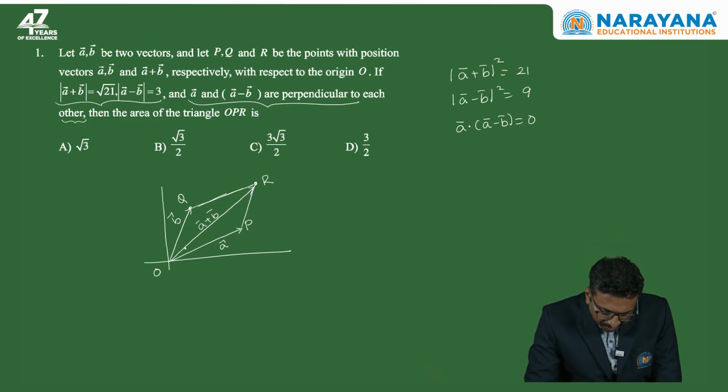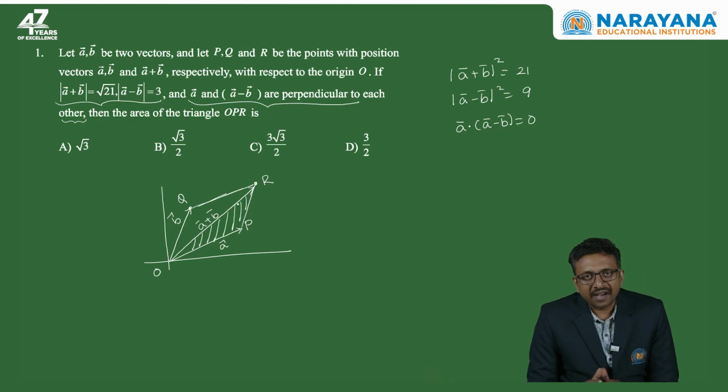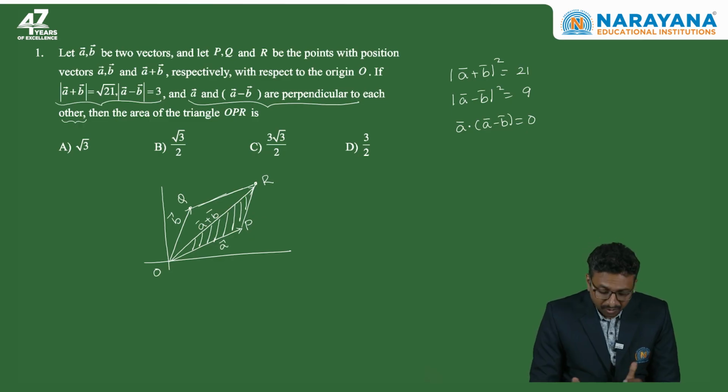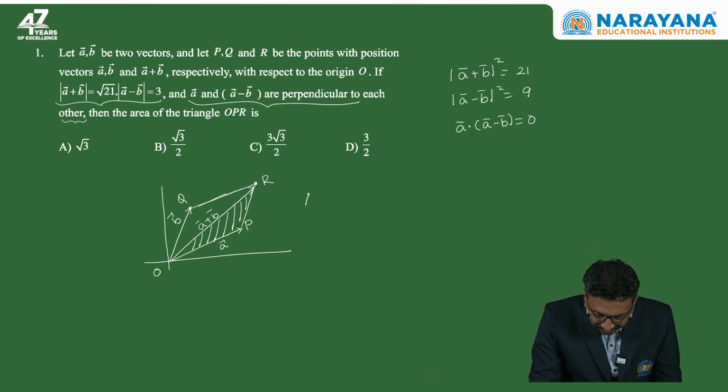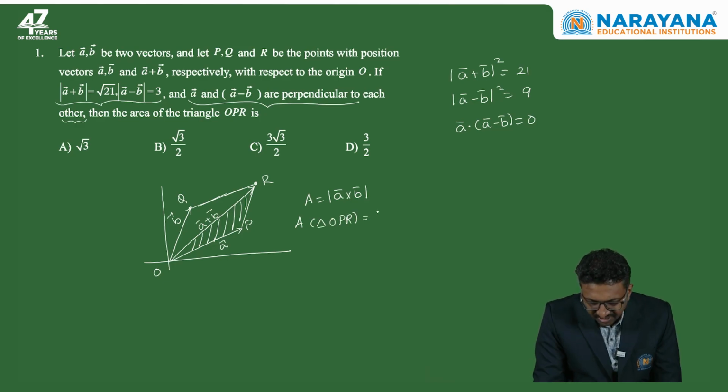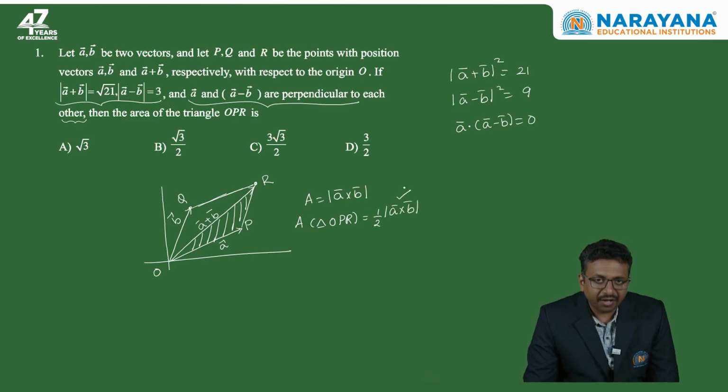Then they're asking you the area of triangle OPR. This area is being asked. So clearly this is half the area of the parallelogram. We know that the area of the parallelogram is the modulus of a bar cross b bar. So the area of triangle OPR is nothing but half of mod of a bar cross b bar. So if you can just find mod of a bar cross b bar, we are done.